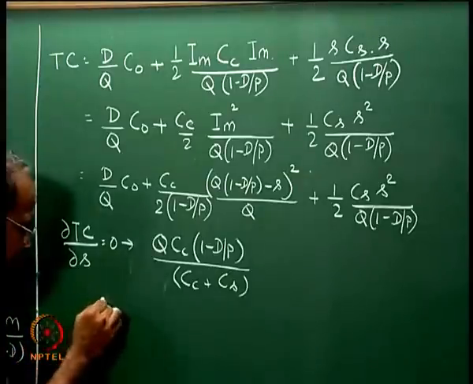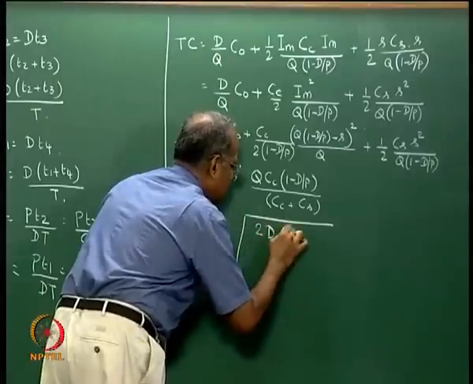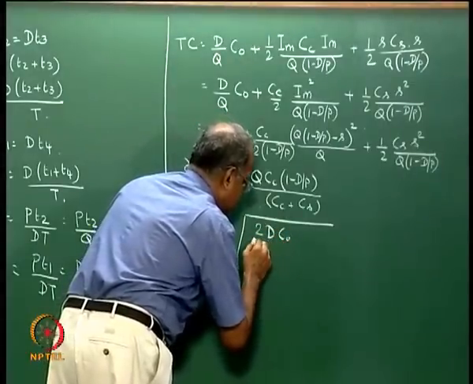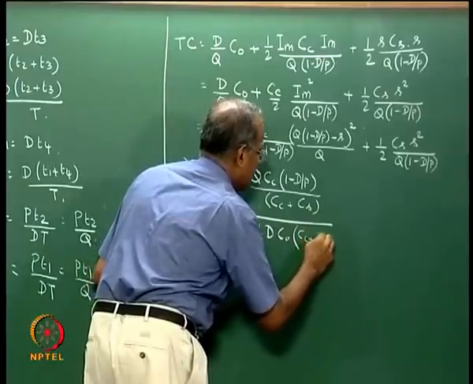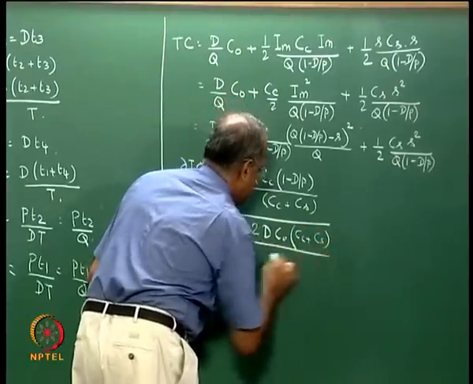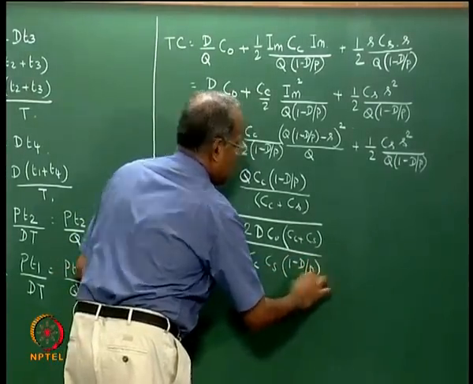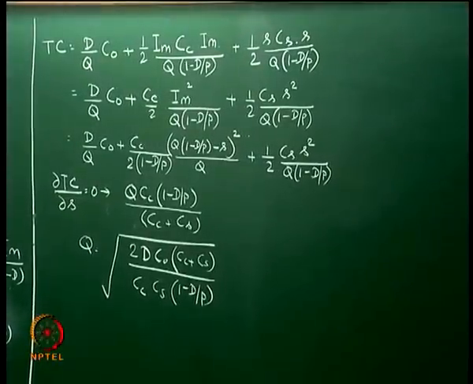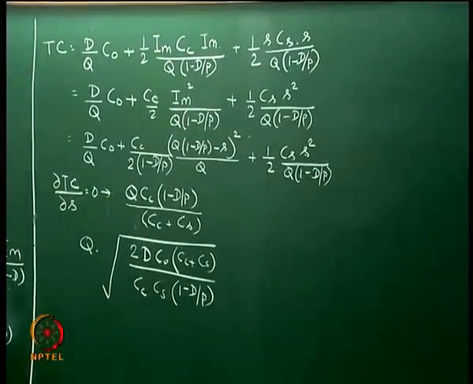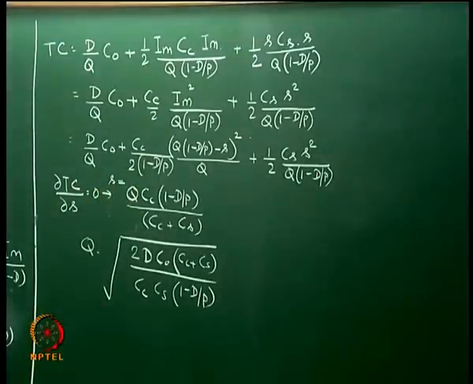We will finally get Q is equal to root over 2 D C naught into (Cc plus Cs) by Cc Cs into 1 minus D by P. So, this will be the final expression for Q as well as for S. This will give S is equal to Q Cc into 1 minus D by P by (Cc plus Cs).